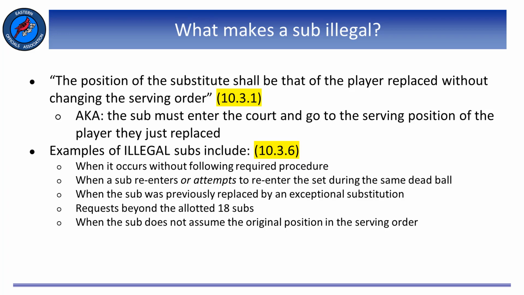In other words, let's say number 1 started on the court in position 1. If they sub out during the set, and when they sub back in, they started in position 1, but they enter the court and go to position 4. That was not their original position in the serving order, therefore that would be an illegal sub.